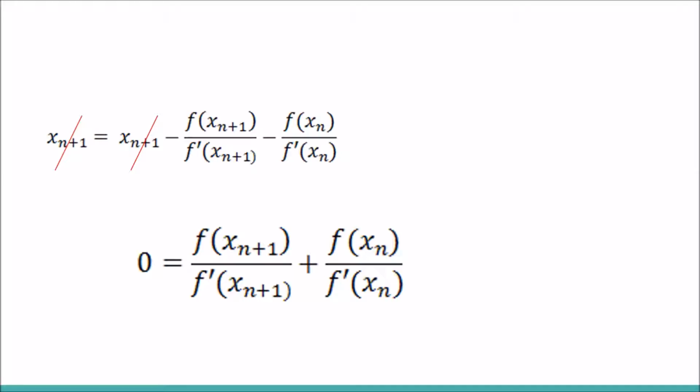To get out of the loop, make sure that xn is a different value from xn plus 2.